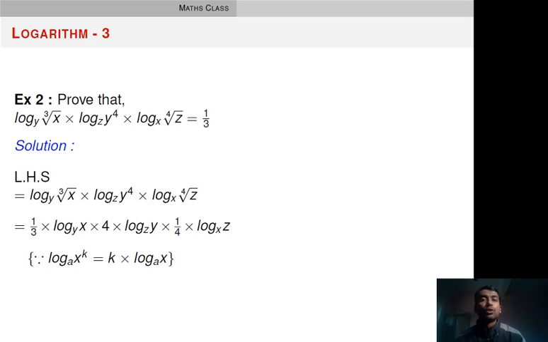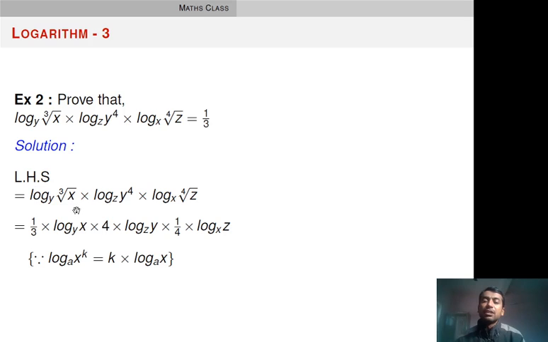It means cube root. Cube root, you know that it is 1 by 3 power. So 1 by 3 gets shifted as multiplication. Y raised to 4 is given, so 4 will be shifted as multiplication. And fourth root of z means z raised to 1 by 4. So 1 by 4 will be shifted as multiplication. So I have just used that rule, shifting of power in multiplication for number.